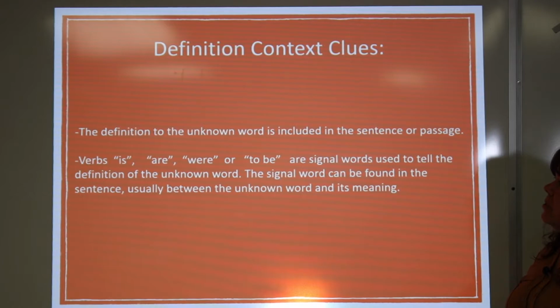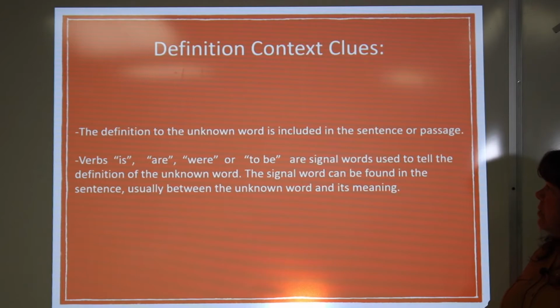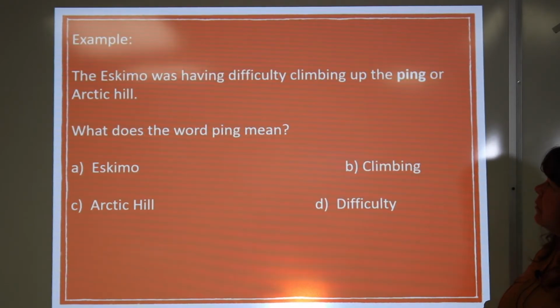So the definition of the unknown word is included in the sentence or the passage. It's in there somewhere. So verbs like is, are, were, or to be are signal words used to tell the definition of the unknown word. The signal word can be found in the sentence, usually between the unknown word and its meaning. So let's look at one.